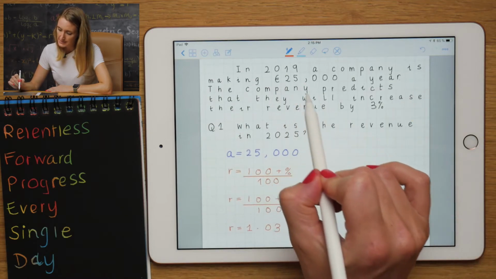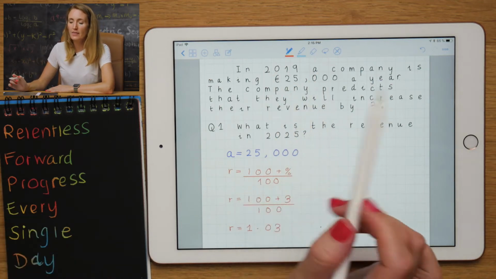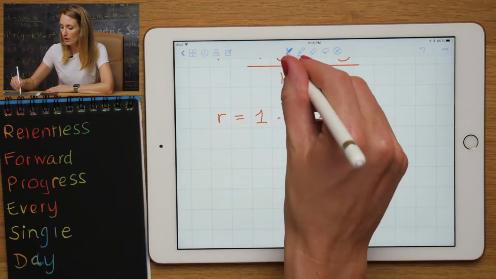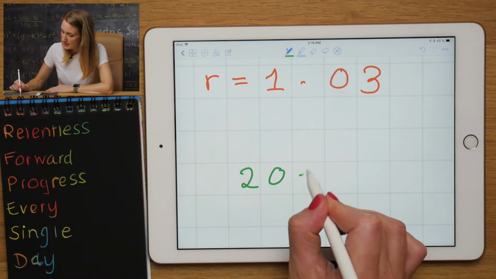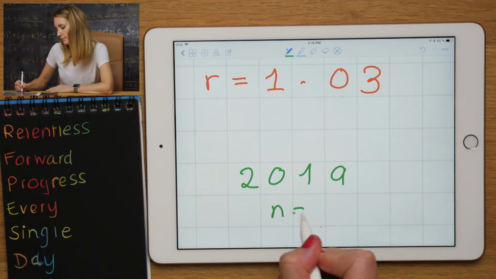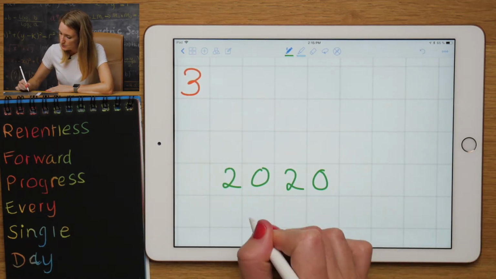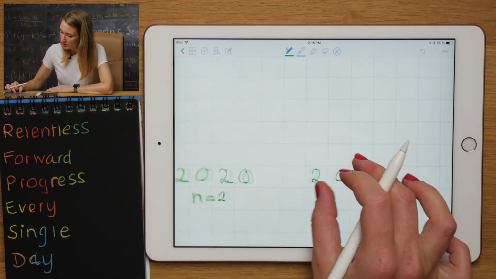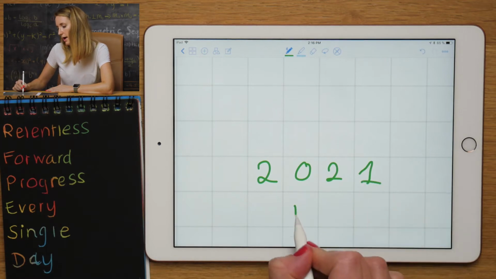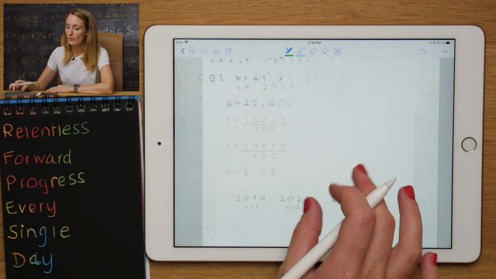Now the next problem is we haven't been given the nth or the third term or the fourth term in a series. We've been given years, and that causes really a lot of mistakes. So if you think about it like this, 2019 is the first year. So the second year would be 2020. The third year would be 2021, etc.